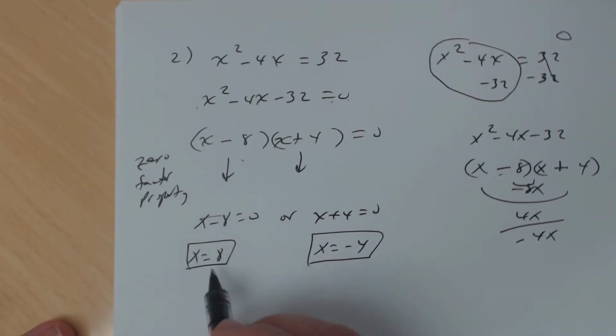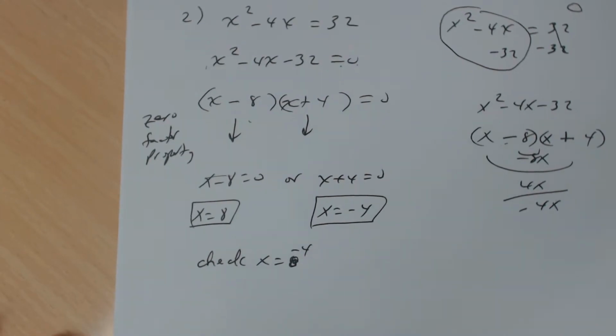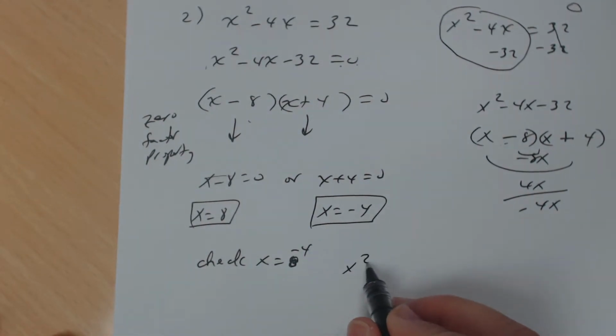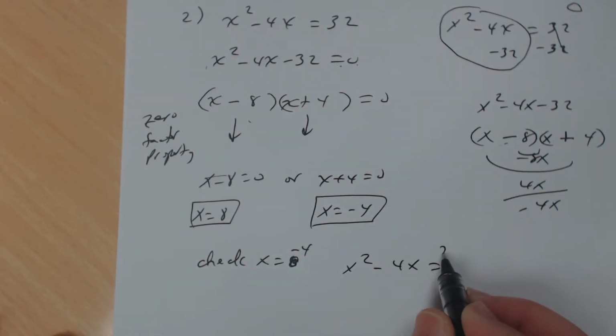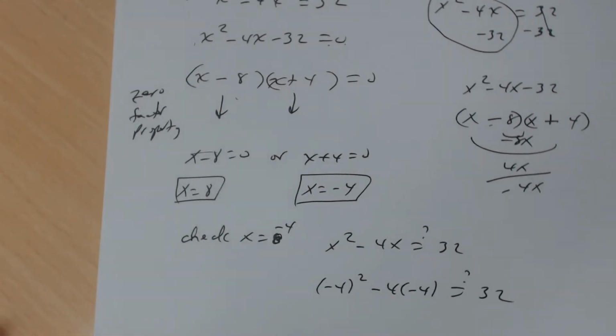And again, I'm just going to check one. I really don't have much time to check all of them. But let's just check x equal negative 4. So I get x squared minus 4x. I want to see if that's going to equal 32 when I plug in negative 4 into x. So I get negative 4 squared in parentheses. Make sure you put negative 4 in parentheses because x is negative. Minus 4 times negative 4. And I want to see if that's going to equal 32.